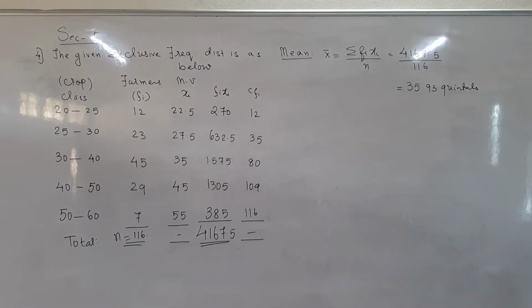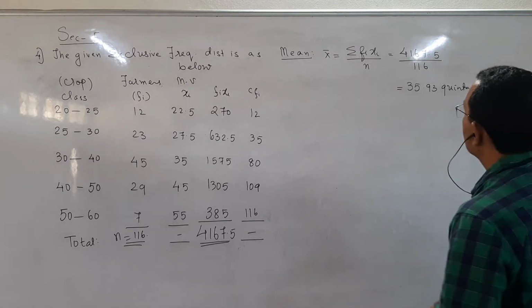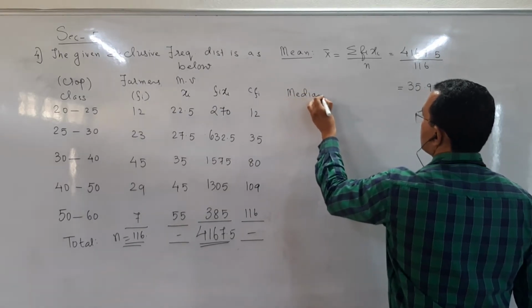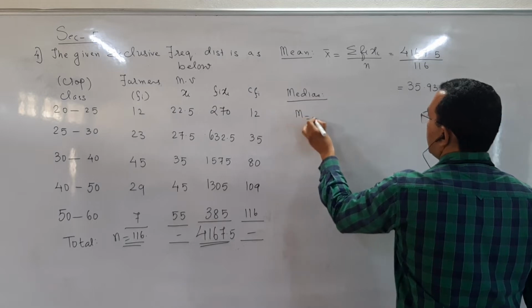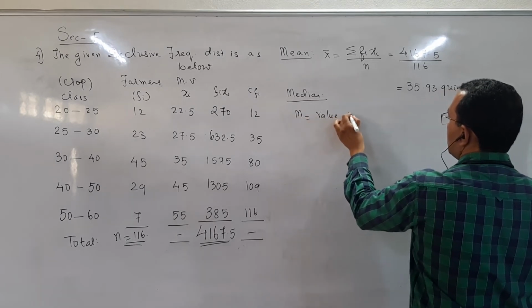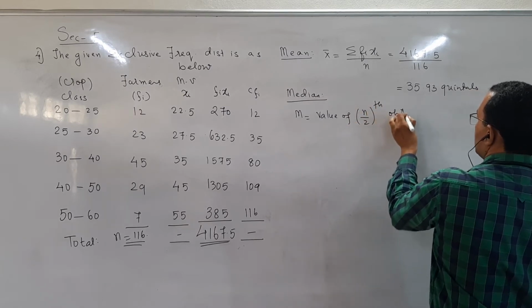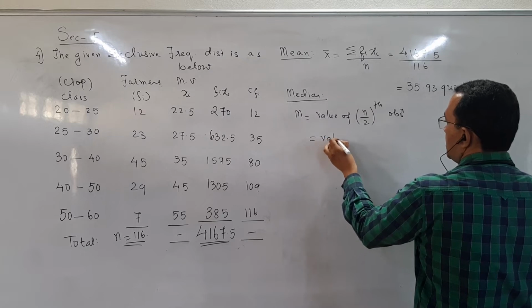So whenever classes are of unequal class length, students, it is advisable to go by Fi Xi. Now, median, students, next is median. Median is equal to the value of the n by 2th observation.